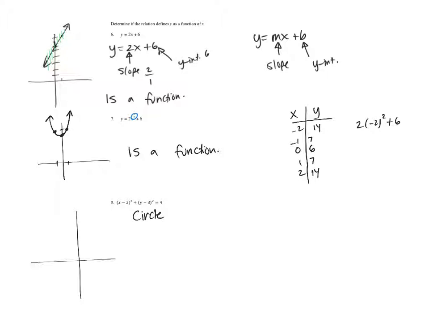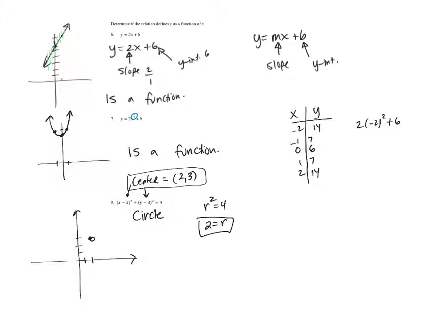The center are the numbers. You can tell what the center is. That's the number being subtracted from x. So this has a center with an x value of 2 and a y value of 3. Okay, so there's the center of our circle, and then it has a radius of 2. Okay, so there's our center, there's our radius.